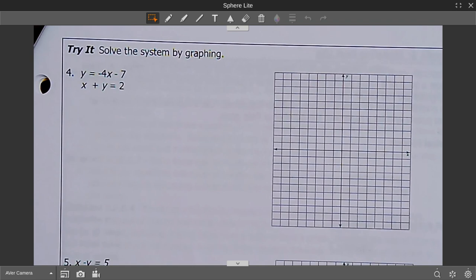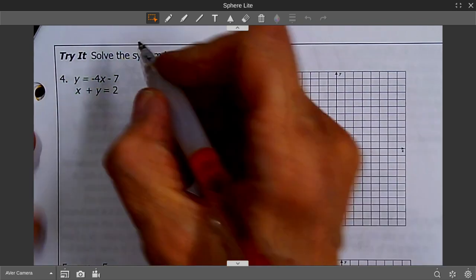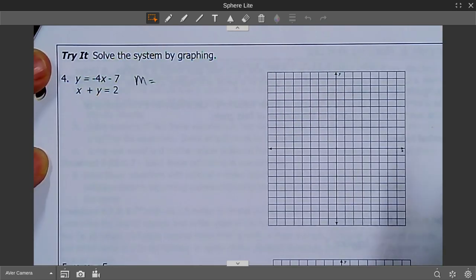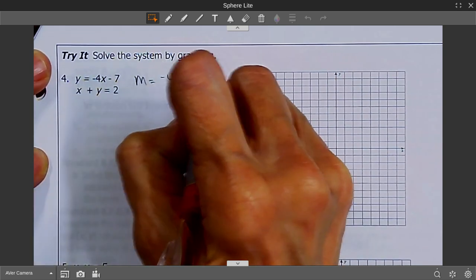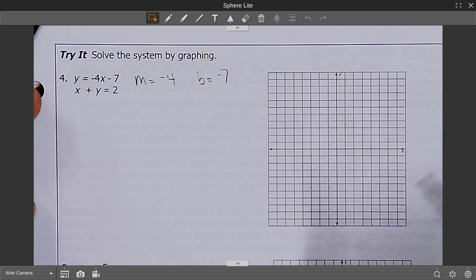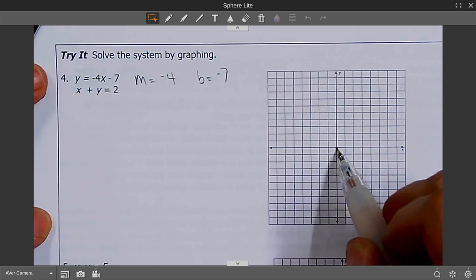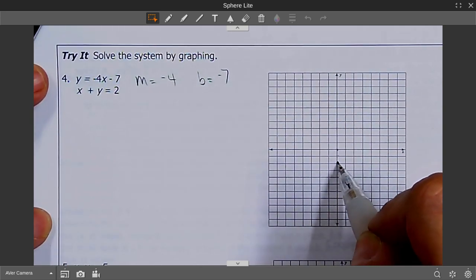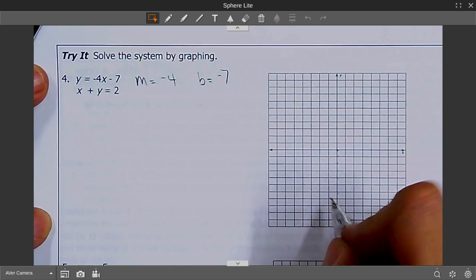Our first equation, is it in the correct format? So what is my M, Jack? And what is my B? So I think just to help people who are struggling a little bit with the graphing, let's graph this one right away. So Isaac, what's my y-intercept in that first equation? What's my B? So watch now. I'm going to go to 0, 0, and I'm going to go down 7 on the y. 1, 2, 3, 4, 5, 6, 7. I'm going to make a point.